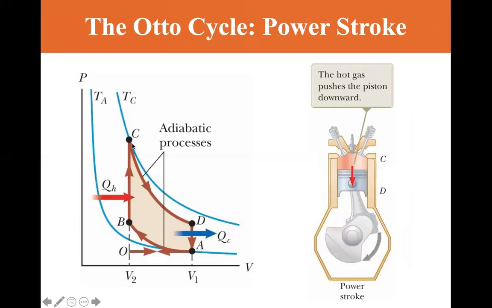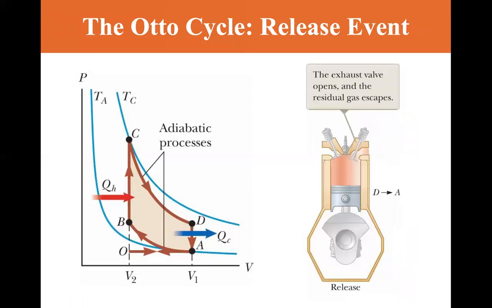And then the hot gas pushes the piston downward. So the volume, again, goes from V2 to an increased volume of V1. And it's an adiabatic process. And so that's where the actual work is done, the power stroke. That's where the ignition pushes the piston downward. And you get the work done in this stage.